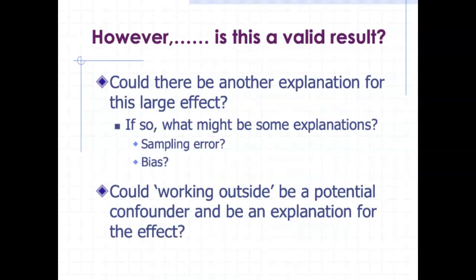However, I want to pause. And as a researcher, I want to think, okay, I'm looking at this relationship, but could there be some other variable out there that I didn't consider that might be a potential confounder? Could I have issues around bias in my study? In this module, we're focusing on confounding. So do we think that there's some third variable in our data that we've collected that could potentially be a confounder in this relationship? More specifically, I might want to think about the variable working outside as a potential confounder for this relationship.